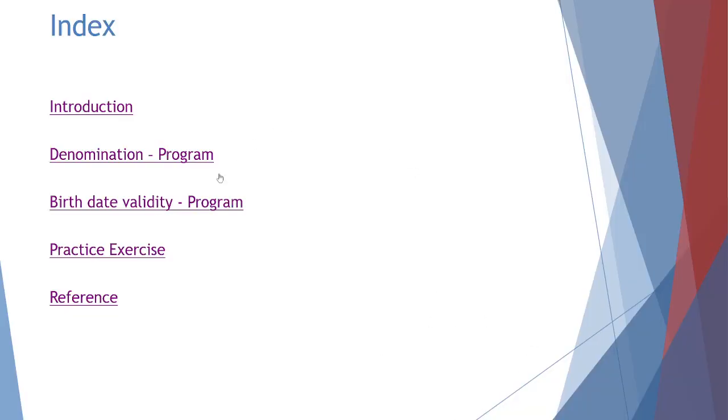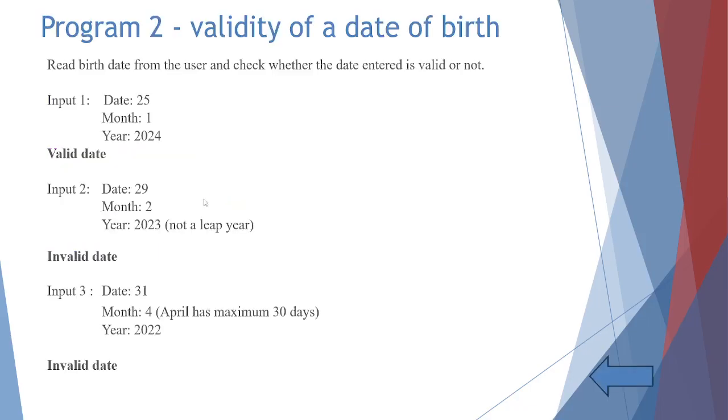The next program, birth date validity. Read birth date from user and check whether the date entered is valid or not. Input 1 is date 25, month 1, year 2024, valid date. Input 2, date 29, month 2, year 2023, invalid date because not a leap year. And input 3, date 31, month 4, that is April, has a maximum of 30 days, and immediately it is an invalid date.